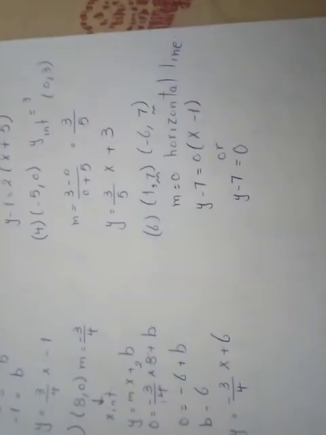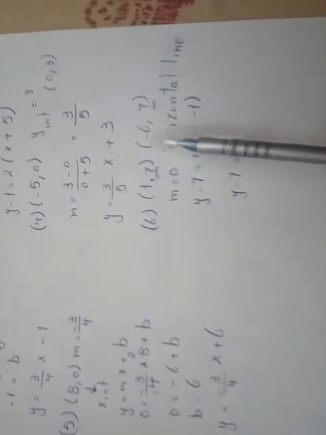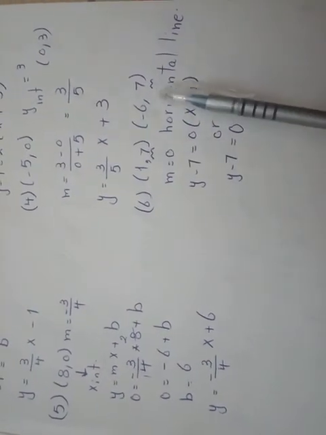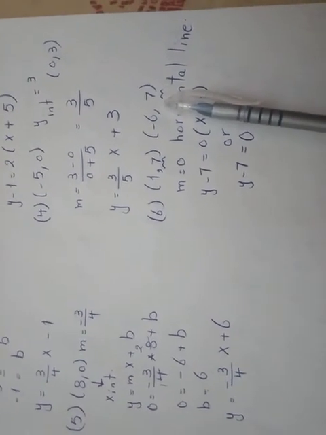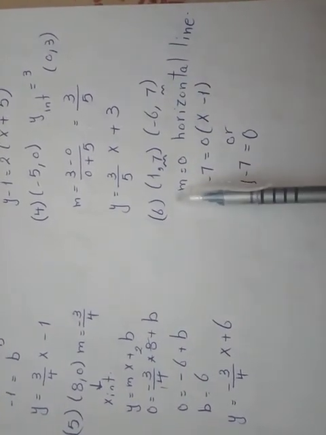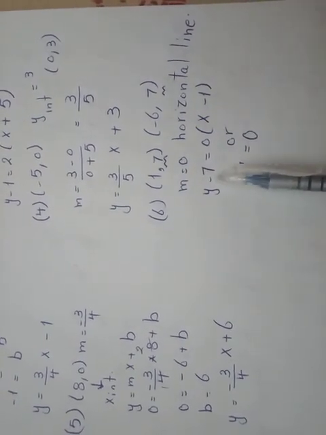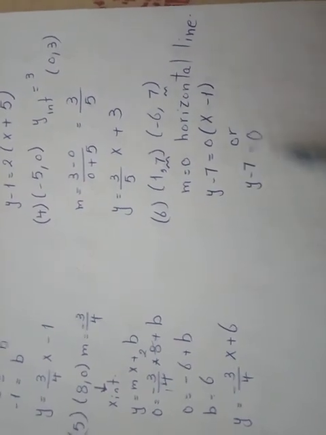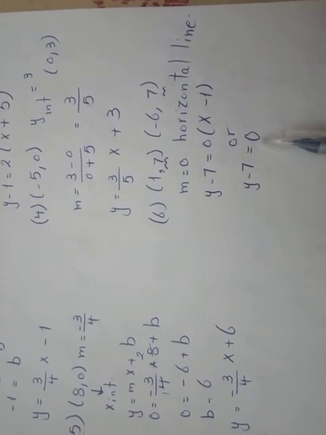Okay. Number 6, he gives you 2 points, 1 and 7, and the second point is negative 6 and 7. Please concentrate. We have the same y coordinates for both of the points. So the line would be horizontal. So the slope for a horizontal line is 0. So if we need to write the equation in point slope form, it will be y minus 7 equals 0 times x minus x1, and 0 multiplied by any number equals 0. So it will be y minus 7 equal 0.